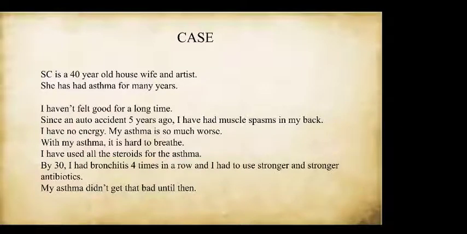To present this case, we start with SC, our lady patient, who's a 40-year-old housewife and artist. When she presented to me, she had had asthma for many years. The following is the case in her own words. She says, "I haven't felt good for a long time. Since an auto accident 5 years ago, I've had muscle spasms in my back. I have no energy, and my asthma is so much worse. With my asthma, it's hard to breathe, and I've used all the steroids for asthma. By age 30, I had had bronchitis 4 times in a row, and I had to use stronger and stronger antibiotics. My asthma didn't get bad until then.